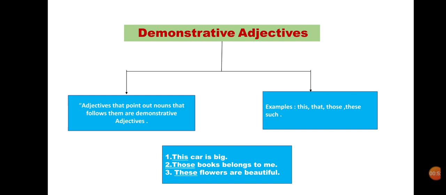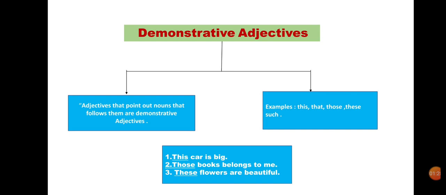Now there are five kinds of demonstrative adjectives: this, that, these, those, and such. Here you know that this and that are used with singular nouns, and those and these are used with plurals. For example, this car means you are pointing out a particular car which is close to you. This car is big. Those books belong to me. Here you are pointing out the books which are quite far away from you.